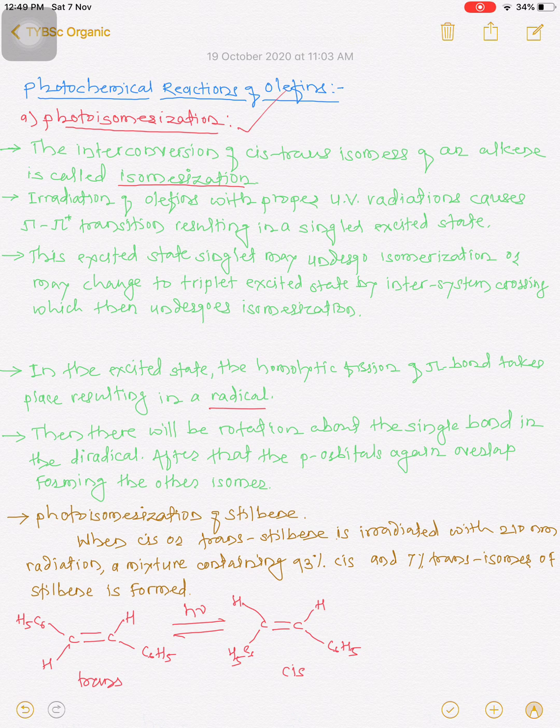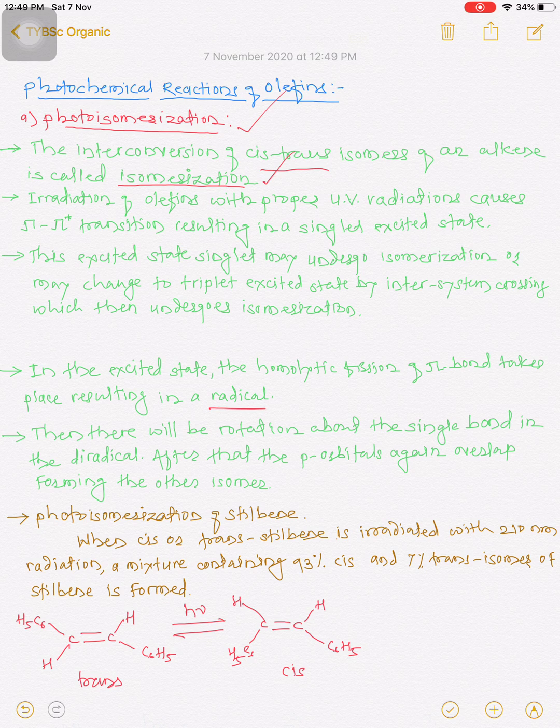So in this case, now see the first point, the interconversion of cis and trans isomers of an alkene is called isomerization. That is conversion of cis to trans or trans to cis. That interconversion of an alkene is known as an isomerization process.